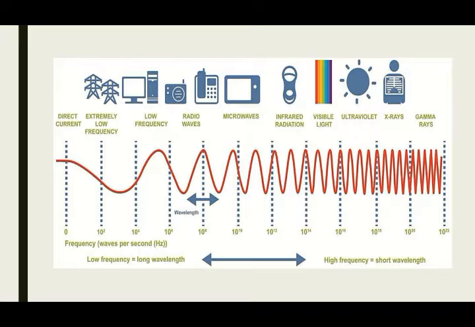VHF, higher than the high frequency, ranges from 30 to 300 MHz. This is used by many services including mobile radio, marine and aeronautical communications, FM radio broadcasting with 88 to 108 MHz, and television channels 2 to 13. Frequencies above 1 GHz are generally known as microwaves.